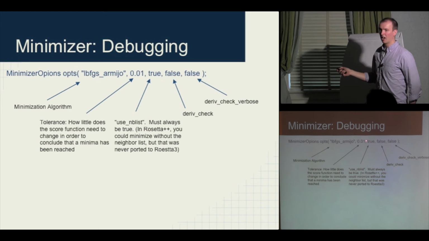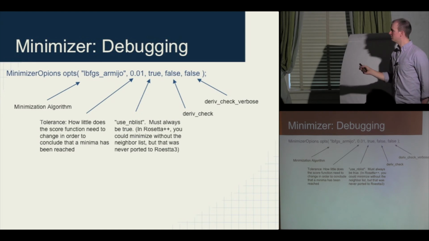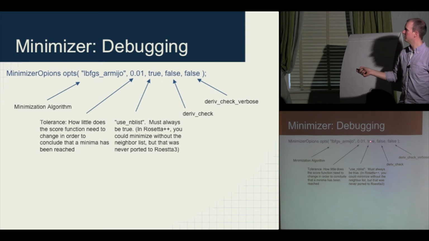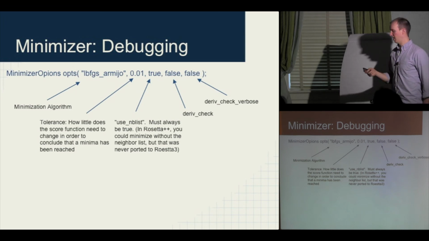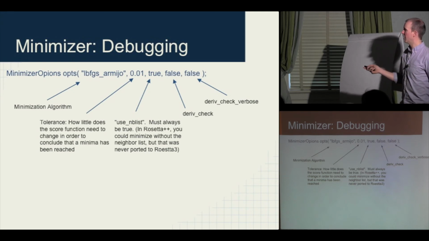This Boolean value in this portion of the constructor is the flag use neighbor list. That must be true. We do not have any non-neighbor list minimization in Rosetta. And then these last two are deriv check and deriv check verbose, which are flags that say if you want to run the minimizer but make sure that your derivatives are correct, it will do that.